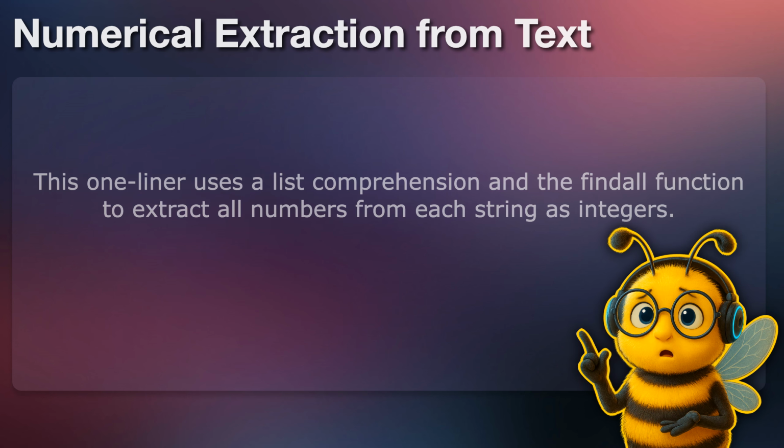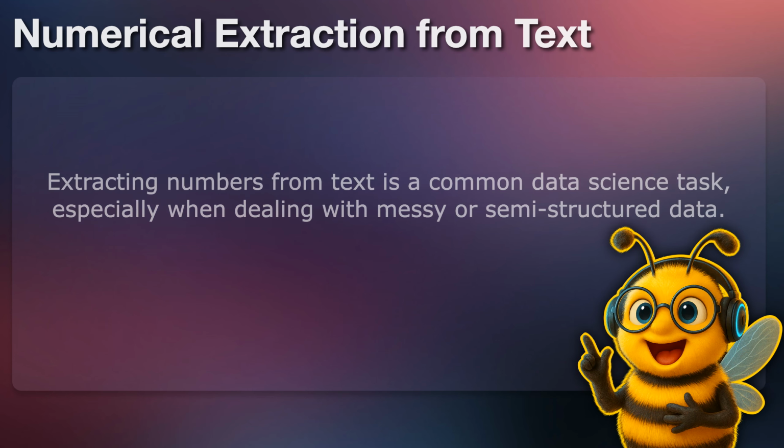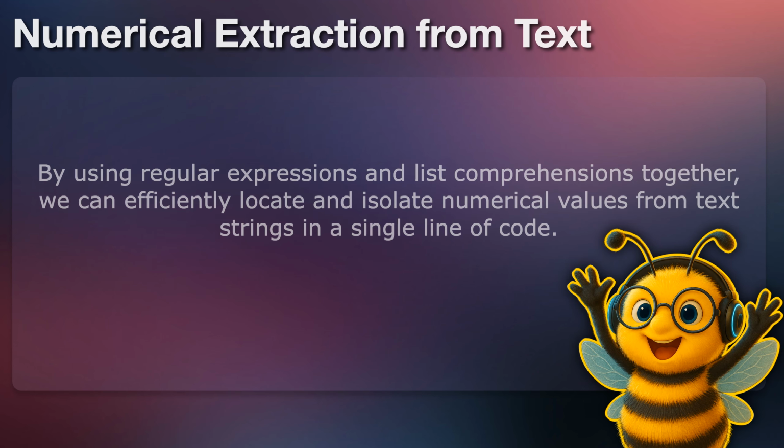This one-liner uses a list comprehension and the findall function to extract all numbers from each string as integers. Finally, we print the extracted numbers to see the results for each text entry. Extracting numbers from text is a common data science task, especially when dealing with messy or semi-structured data. By using regular expressions and list comprehensions together, we can efficiently locate and isolate numerical values from text strings in a single line of code.